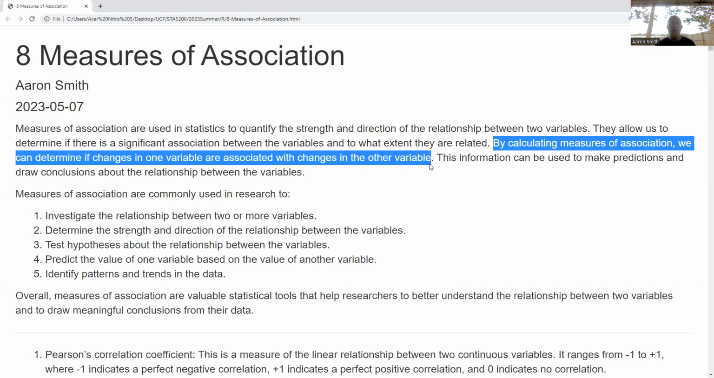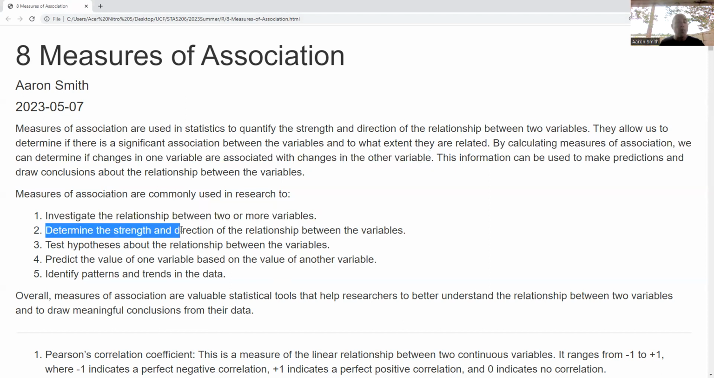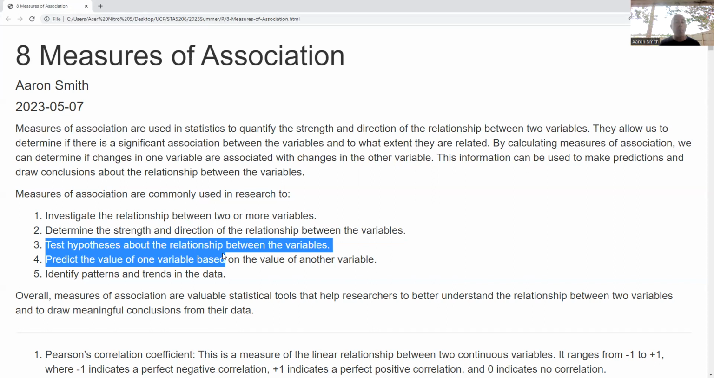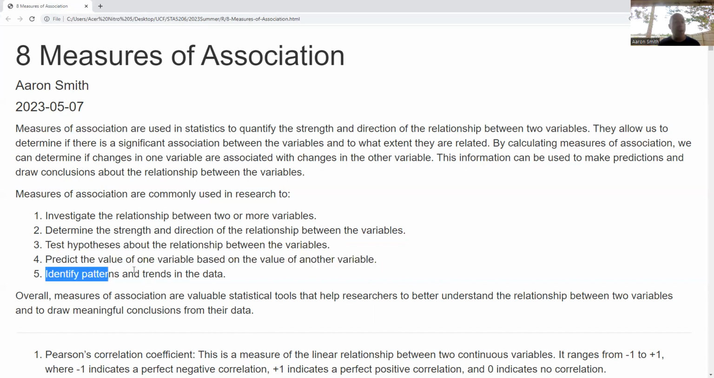So here are 5 common uses for measures of association in research. First, to investigate the relationship between 2 or more variables. Second, determine the strength and direction of the relationship between variables. Third, test hypotheses about the relationship between the variables. Fourth, predict the value of one variable based on the value of another. And fifth, identify patterns and trends in the data. Overall, measures of association are valuable statistical tools that help researchers to better understand the relationship between 2 variables and to draw meaningful conclusions from the data.